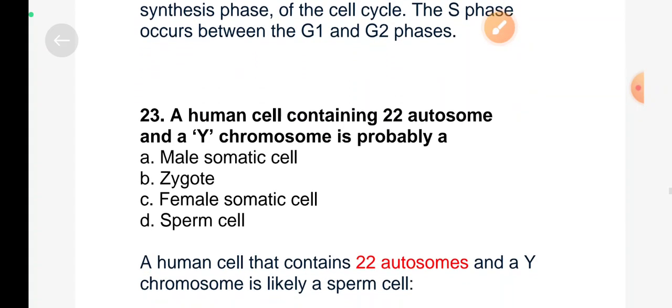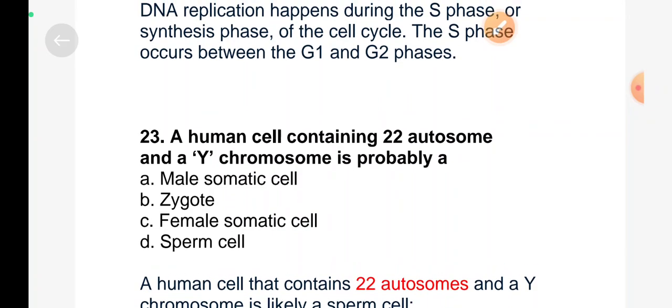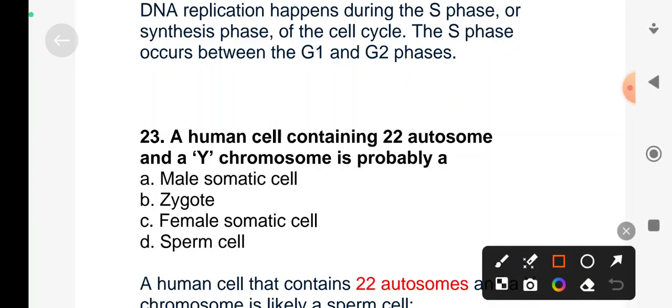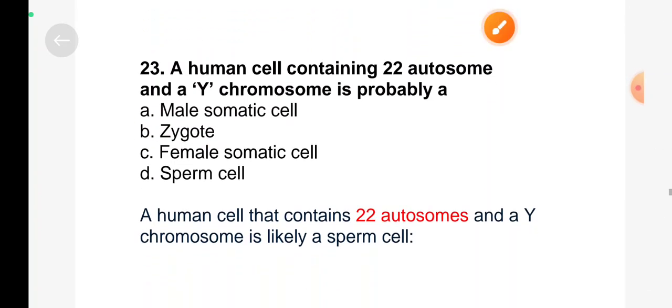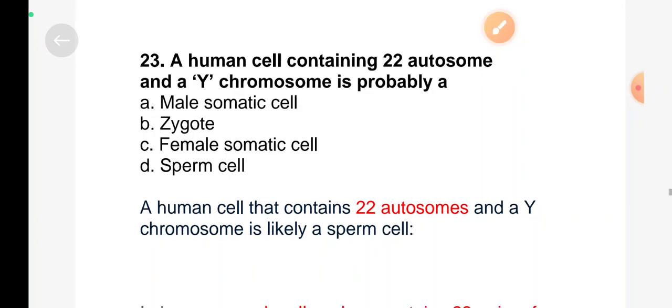Next question. A human cell containing 22 autosomes and Y chromosome is probably: option A, male somatic cells; option B, zygote; option C, female somatic cells; option D, sperm cells. Correct answer is option D, sperm cells. A human cell that contains 22 autosomes and a Y chromosome is likely a sperm cell.